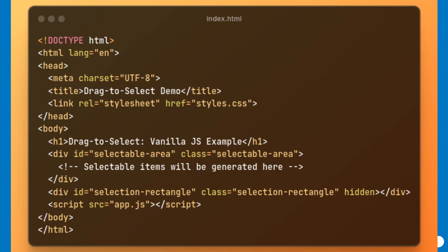Key elements: the selectable area div acts as the interactive grid container. The selection rectangle div is the marquee overlay. Script inclusion at the end ensures the DOM is ready for JavaScript.